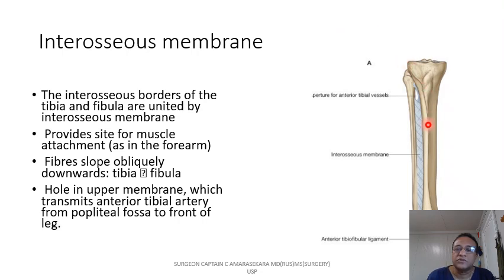These two interosseous borders connect the tibia and fibula. This is the interosseous border of the fibula, and this is the interosseous border of the tibia. The interosseous membrane connects the tibia with the fibula. This connection stabilizes the bones and helps maintain the leg architecture.